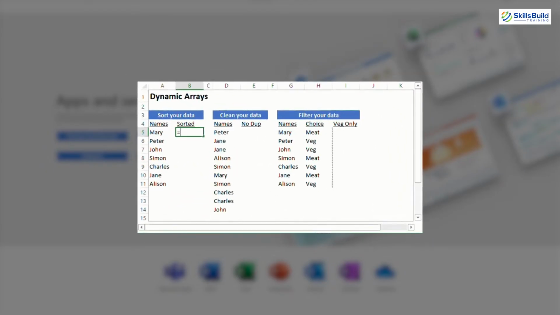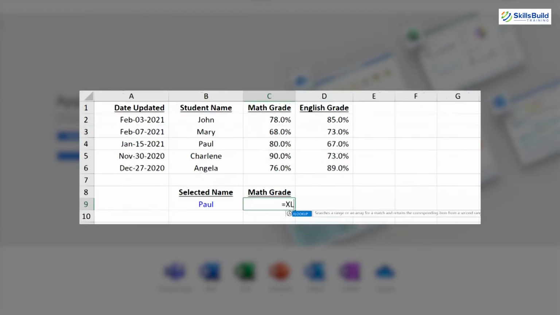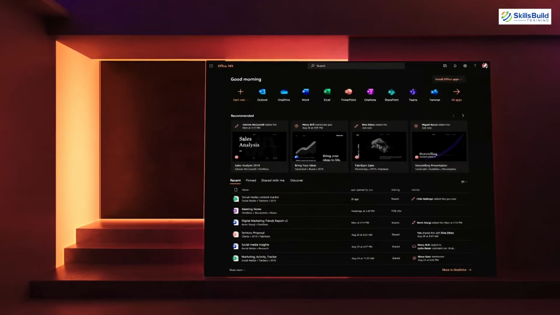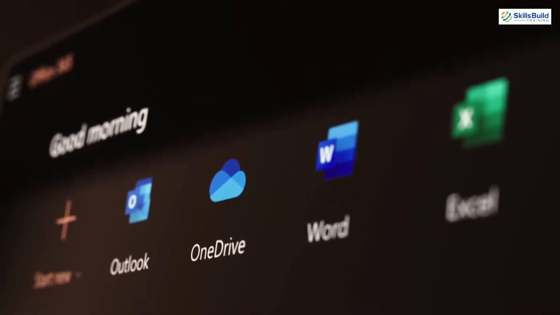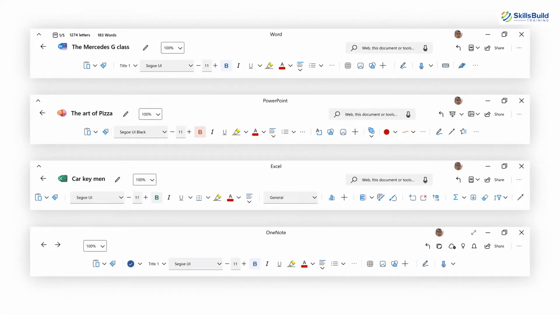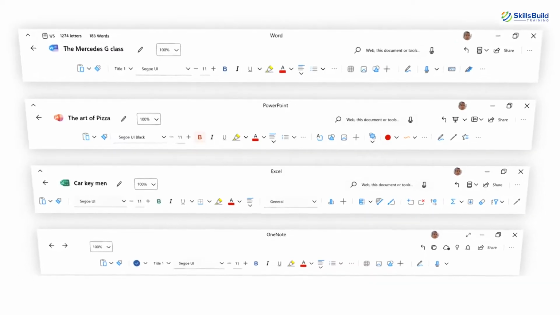Office LTSC 2021 has new features like dynamic arrays and XLOOKUP in Excel, dark mode support, and line focus when you use the immersive reader feature. Other than that, some performance and accessibility improvements have also been made.